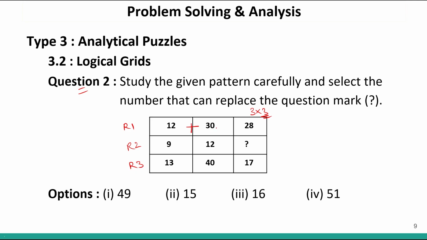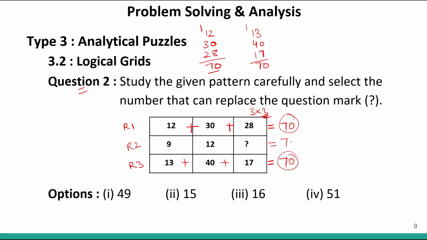In row 1, if I add this 12 and 30 and 28, the answer I'll get will be what? 12, 30 and 28. So this will give me 70. I'll get 70. Correct? Now let me check for row 3. If I add all these 3, what will I get? So if I add 13, 40 and 17, this is 70. Again, I got 70. So here I can see that all the numbers are added together to get a same output.